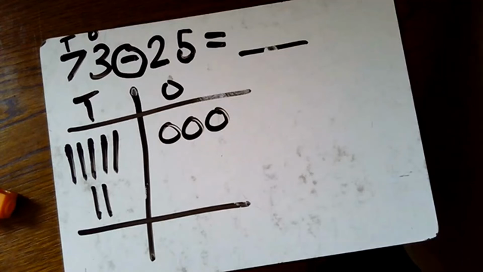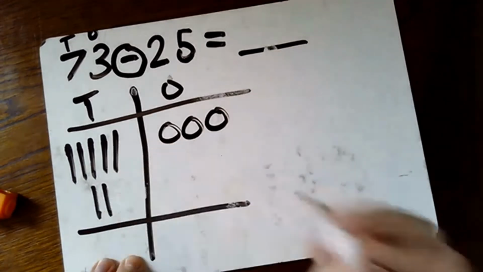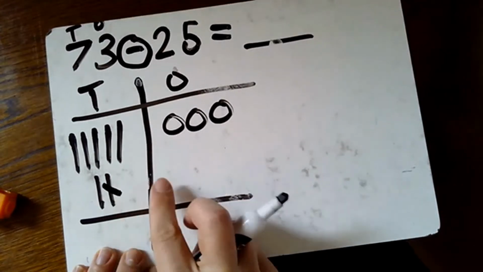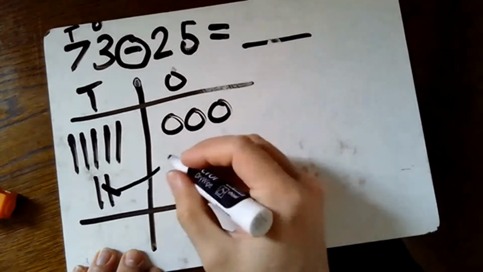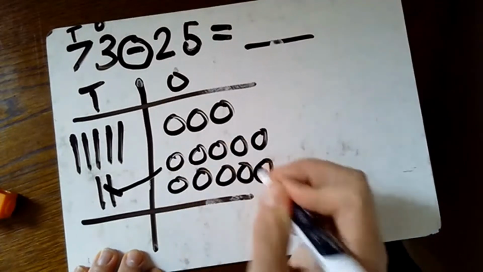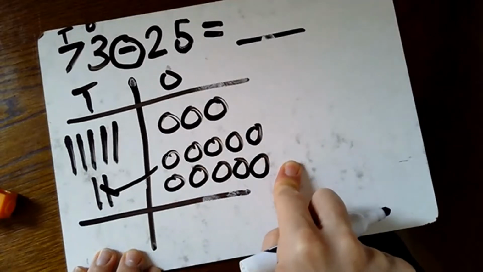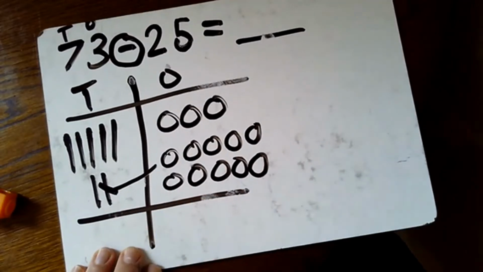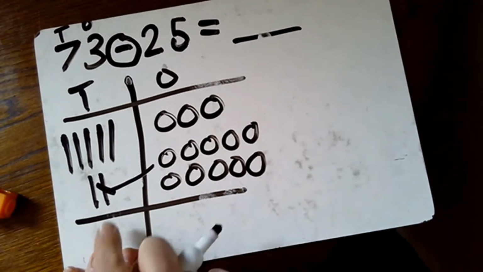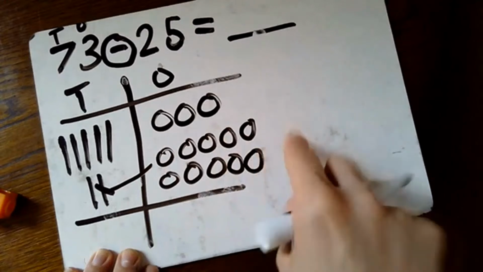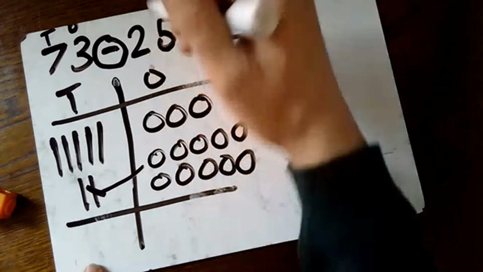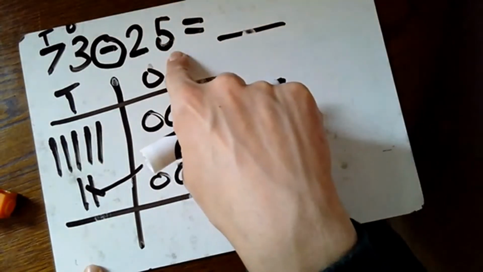Well, I was using the cubes before, but it's the same thing. I need to regroup 1 10. So I put a line through this 10 and I regroup 1 10 to be 10 1s. 1, 2, 3, 4, 5, 6, 7, 8, 9, 10. It's always 10 1s. Never regroup 1 10 to be 5 1s. Never regroup 1 10 to be 9 1s. You always regroup 1 10 to be 10 1s. Really important. Now I do have enough 1s to subtract 5 1s.